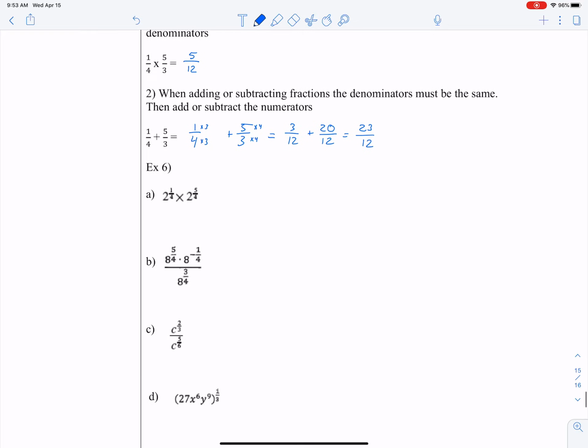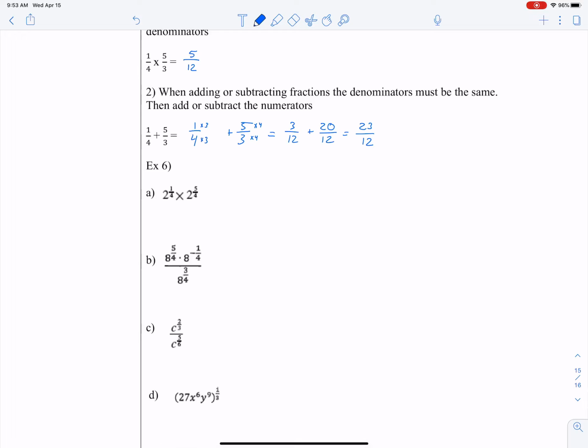Okay, so now we're going to get into some examples of using the different exponent rules that we learned in previous sections and also incorporating fraction exponents as well. So we're going to start with 6a, where we have 2 to the 1 over 4 and 2 to the 5 over 4. So we see we have the same base and that the bases are being multiplied. So that means we can add our exponents. So that means that we have 2 to the 1 over 4 plus 5 over 4.